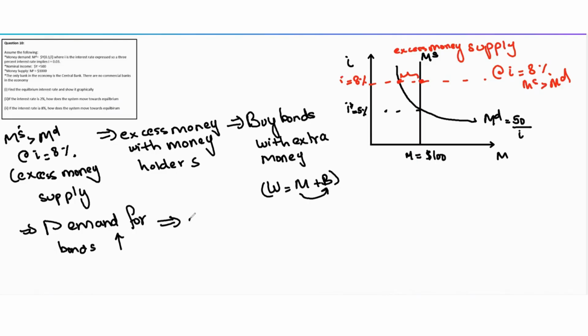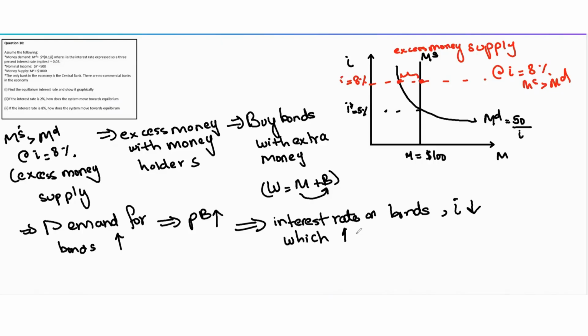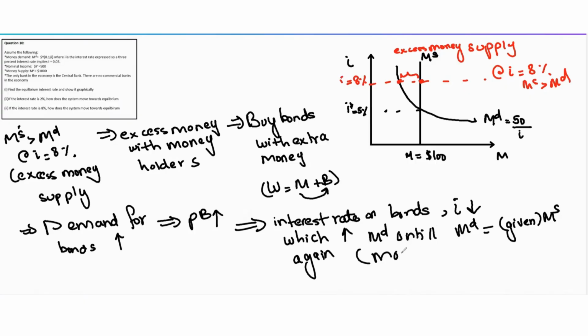And when demand increases, price increases. The price of bonds increases, and that will cause the interest rate on bonds, I, to decrease, because we know interest rate and bond price are inversely related, which increases money demand. We know money demand and interest rate are inversely related, until MD is equal to the given money supply, because the money supply is given at $100. So the interest rate will decrease until MD is equal to MS again. So it will be a movement down the money demand curve.